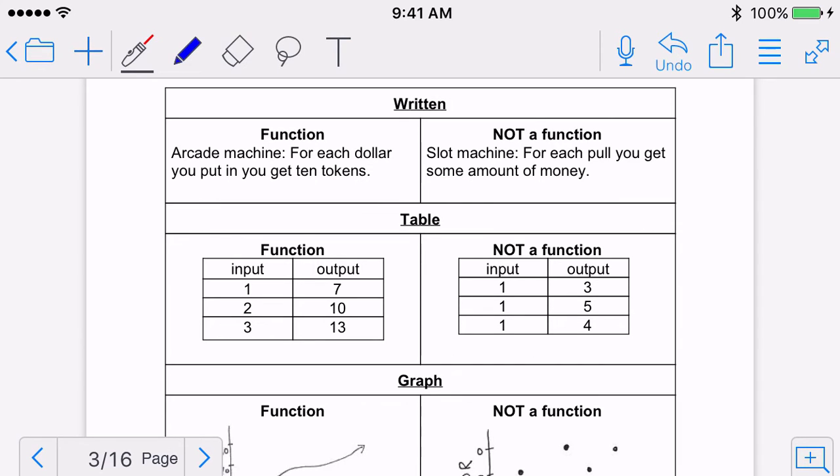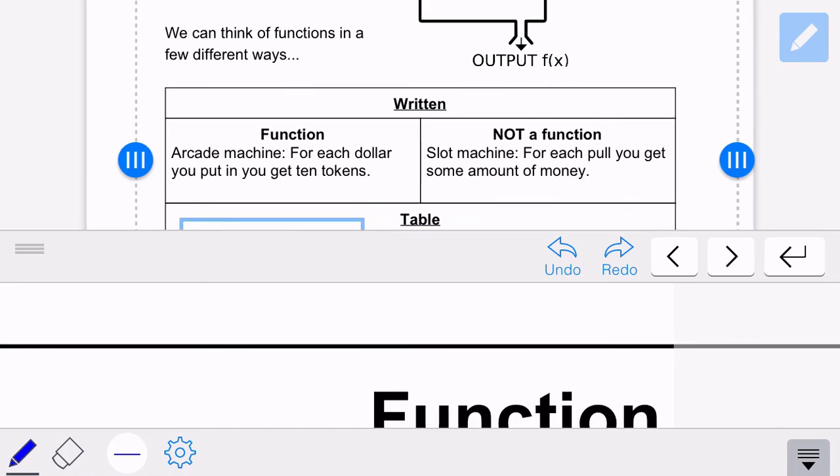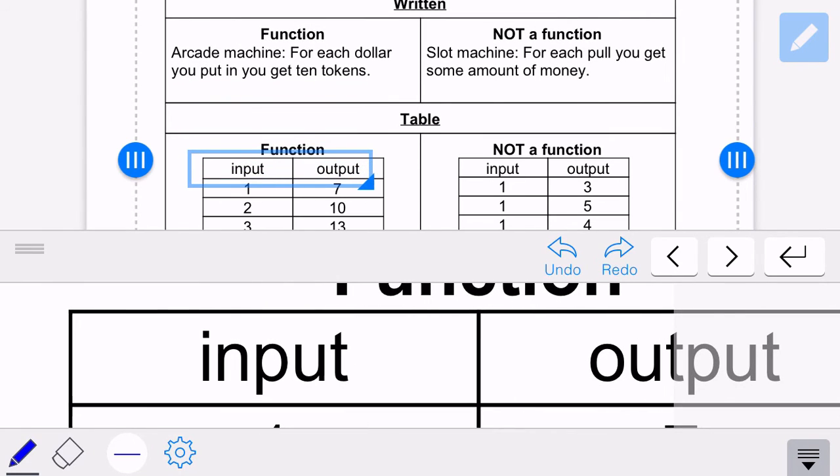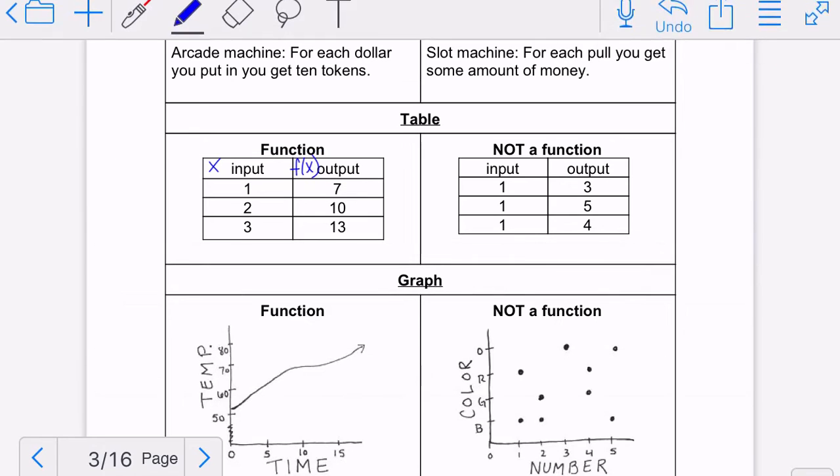Okay, and then our second way that we can look at a function would be a table. So usually we have an input side and an output side. Sometimes you'll see those as x and f of x. So I'll write that down here for you. You might see x and then f of x for your function output.